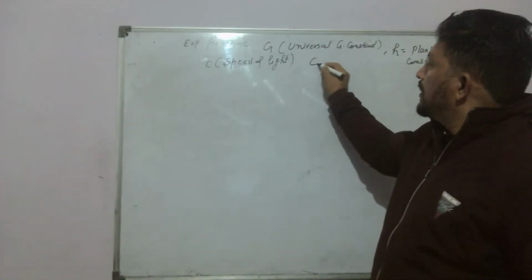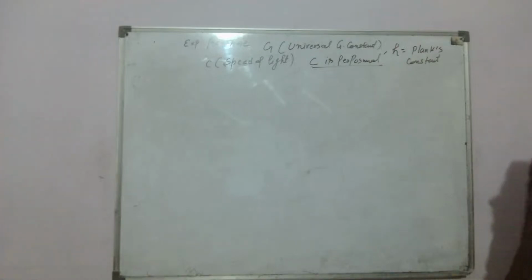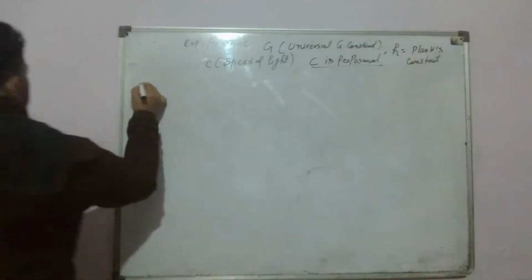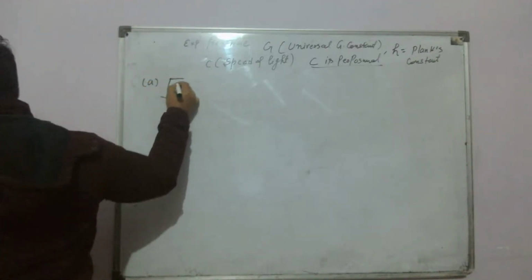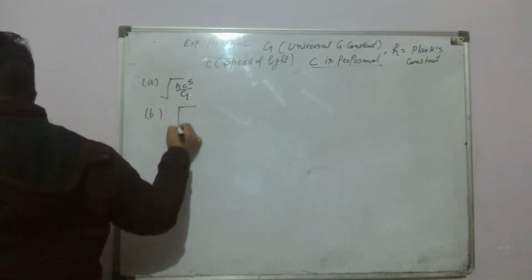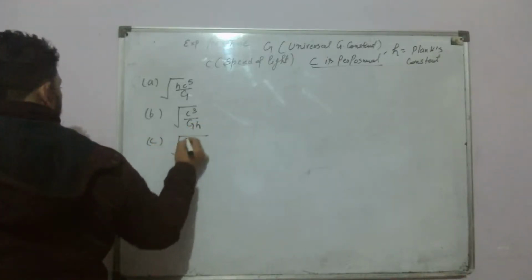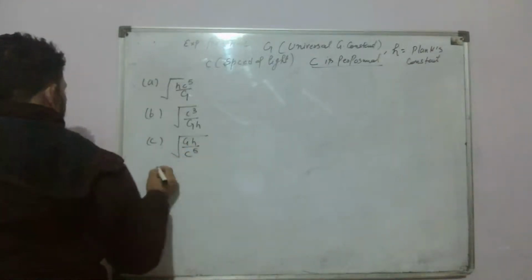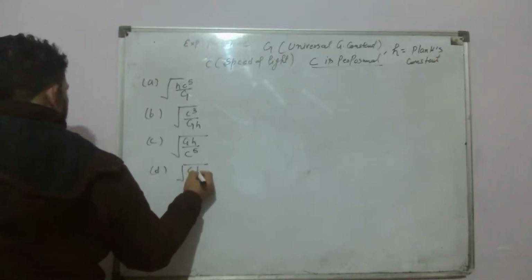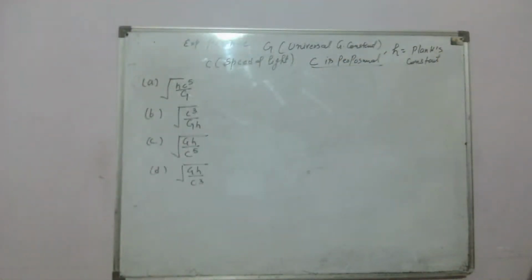So time is proportional to an expression in these constants, and the options are given here. Option A is under root hc raised to power 5 divided by G. Option B is under root c cube divided by Gh. Option C is under root Gh divided by c^5. Option D is under root Gh divided by c^3. These are the four options; you will solve which is the right answer. How to prove the value of c?